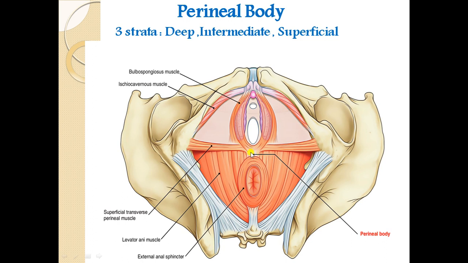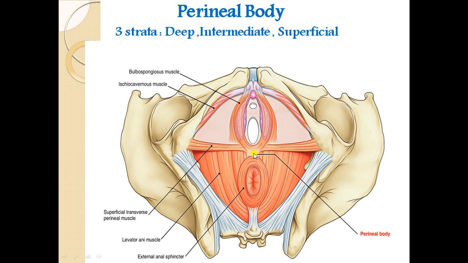When you see the perineal body, it contains 3 groups of musculature. The deep stratum is formed by the levator ani muscle. The intermediate stratum is formed by the deep perineal pouch muscles and the deep musculature of the external anal sphincter. And the superficial part is formed by the superficial fibers of the external anal sphincter, and in males the bulbospongiosus muscle, which forms this superficial part. So this is about the 3 strata of the perineal body.